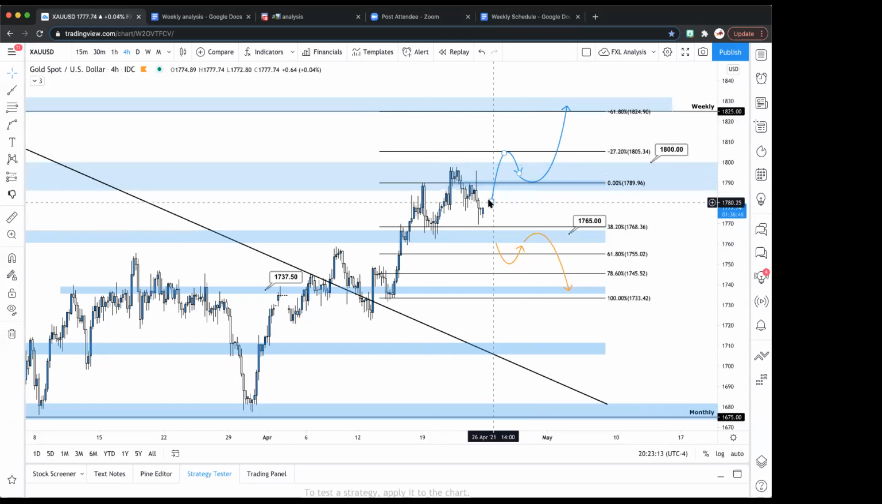Okay, but if we do see that aggressive reversal from here, let's say this is kind of like a head and shoulders. We see price action start to curve out here, push lower. Look for a break of 1765.